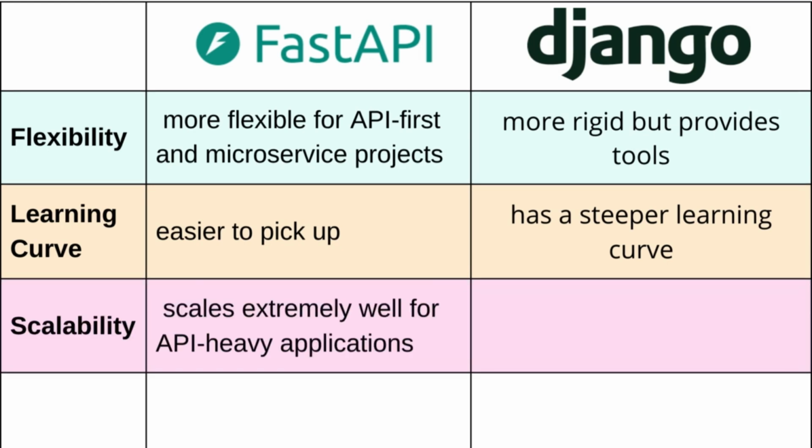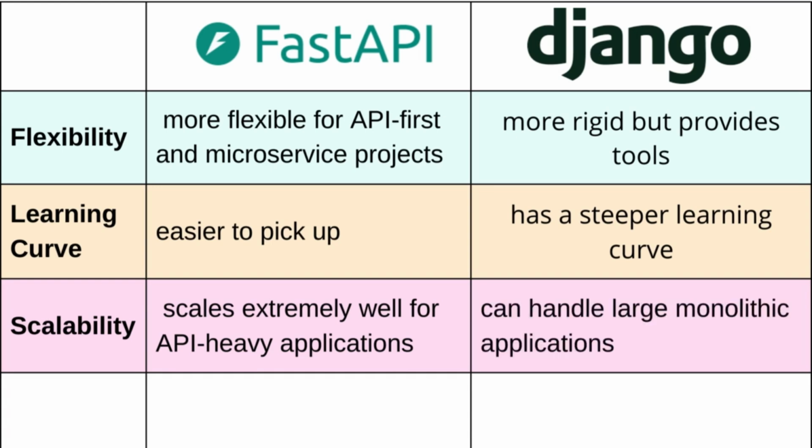Scalability. FastAPI scales extremely well for API-heavy applications because of its asynchronous nature, whereas Django can handle large monolithic applications but may need additional optimization for high concurrency APIs.